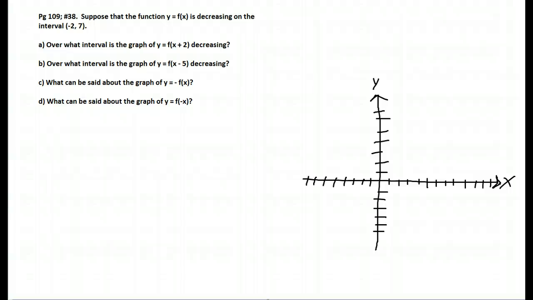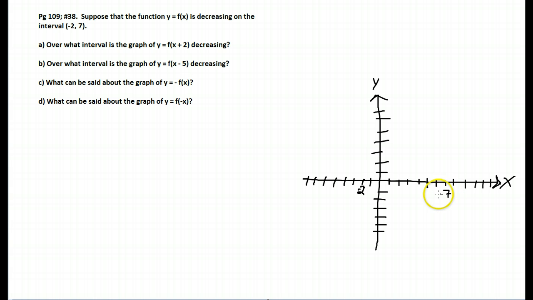We are looking at page 109 in your textbook, number 38. The problem says, suppose that the function y equals f of x is decreasing on the interval (-2, 7). Well, let's look at our graph. First of all, this is not the coordinates of a point. This is an interval from when x is -2 until x is 7.